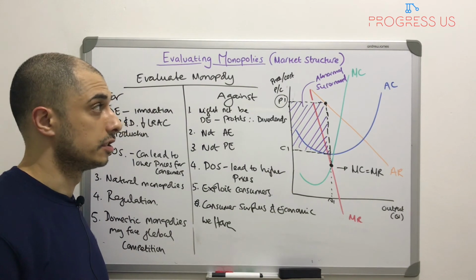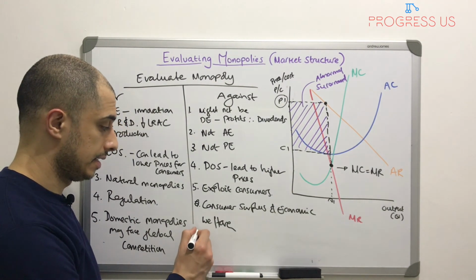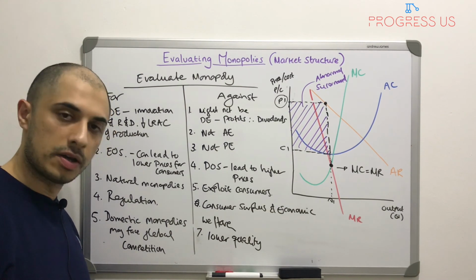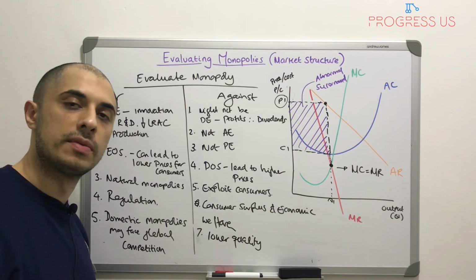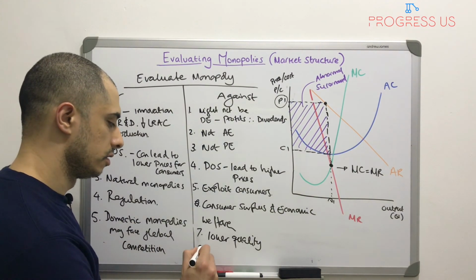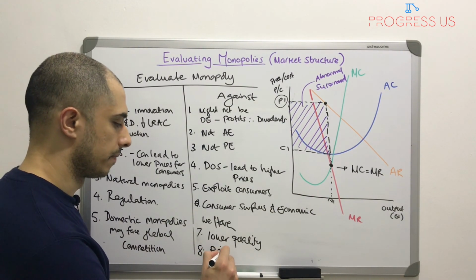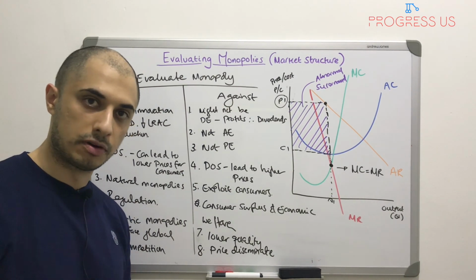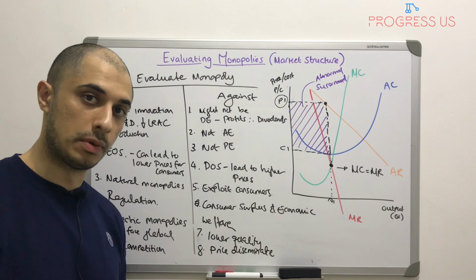The next disadvantage of monopoly is that it can lead to lower quality. The monopoly is not too concerned about increasing quality as they're already dominating the market and there's no competitors to worry about. The last disadvantage of a monopoly is that it can price discriminate. It can use price discrimination to extract more monopoly profits out of those consumers who are willing to pay slightly more.